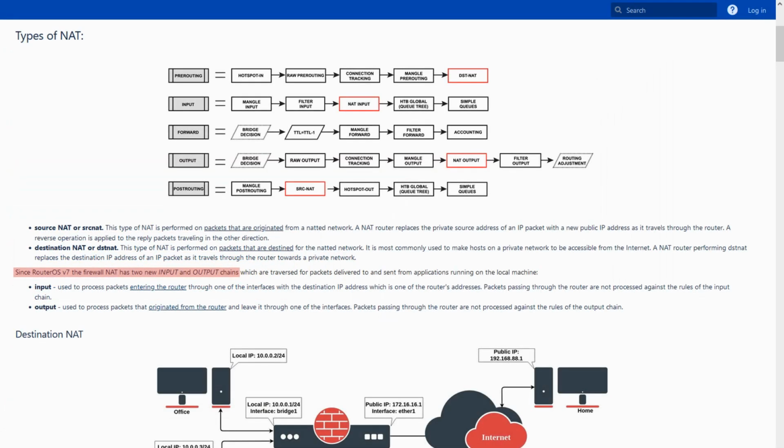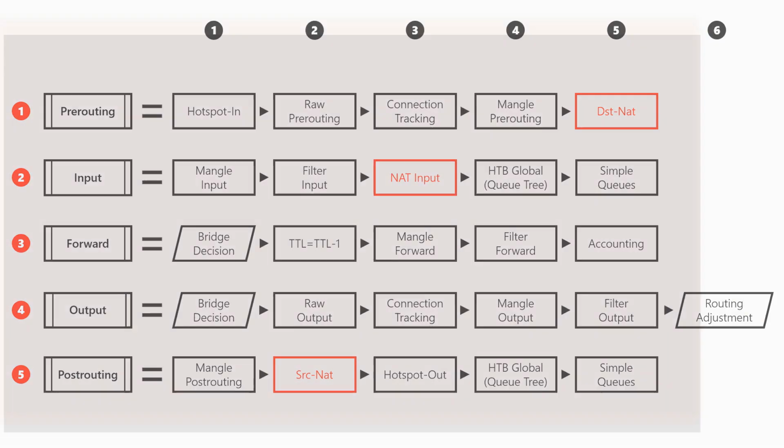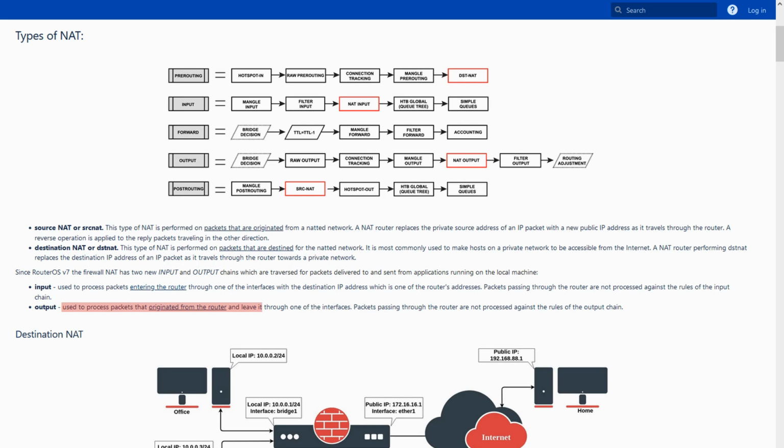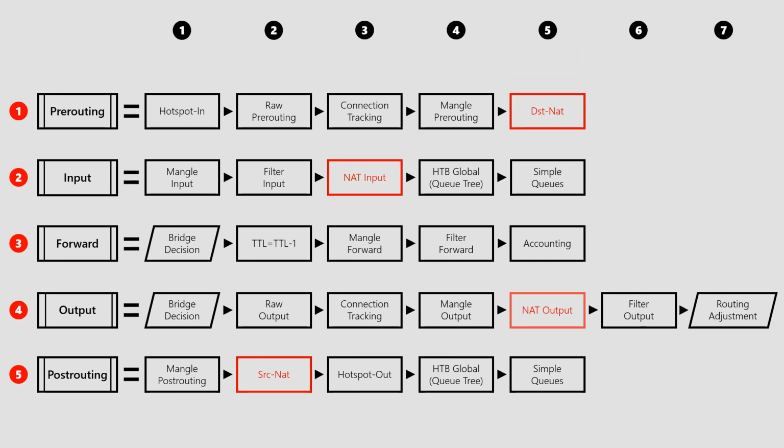Also, with the launch of RouterOS version 7, NAT has acquired two new input and output chains, which are traversed for packets from applications running on the local machine. The input chain is used to process packets entering the router and can be located in the input stage of the routing flow. The output chain processes packets originating from and leaving the router, and it's placed within the output stage of the routing flow.